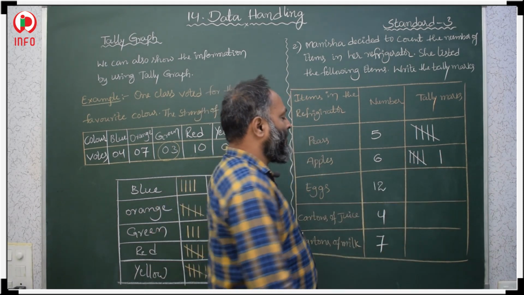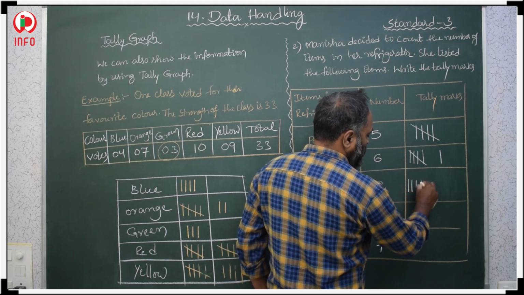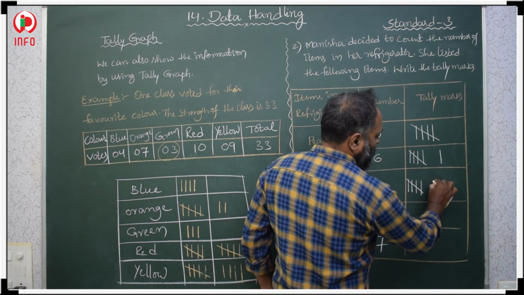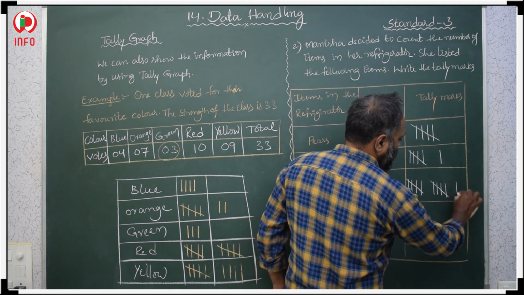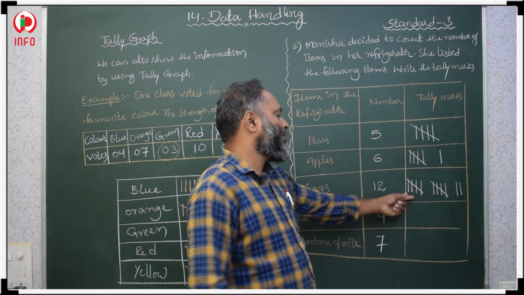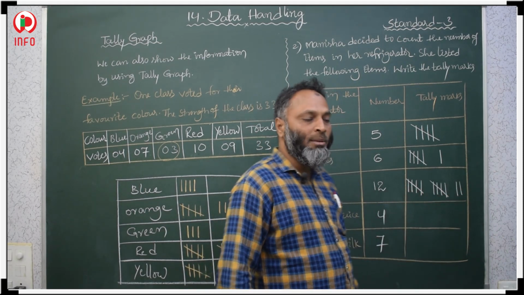Now here 12. 12 means first 5 lines, 1, 2, 3, 4, 5. Then 6, 7, 8, 9, 10, 11, 12 like this. 5 plus 5, 10, 10 plus 2, 12. This is the tally marks.